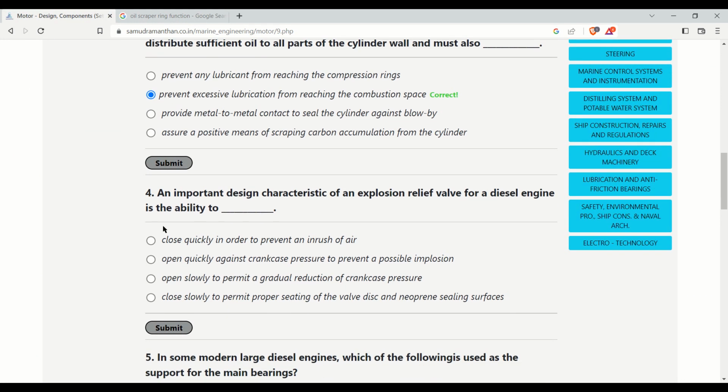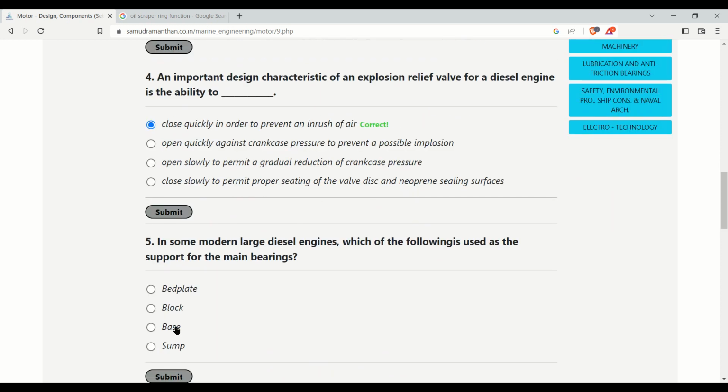An important design characteristic of an explosion relief valve for a diesel engine is the ability to, and the options are close quickly in order to prevent an inrush of air, open quickly against crankcase pressure to prevent a possible implosion, open slowly to permit a gradual reduction of crankcase pressure, close slowly to permit proper seating of the valve disc and neoprene sealing surface. And the correct answer should be close quickly in order to prevent an inrush of air.